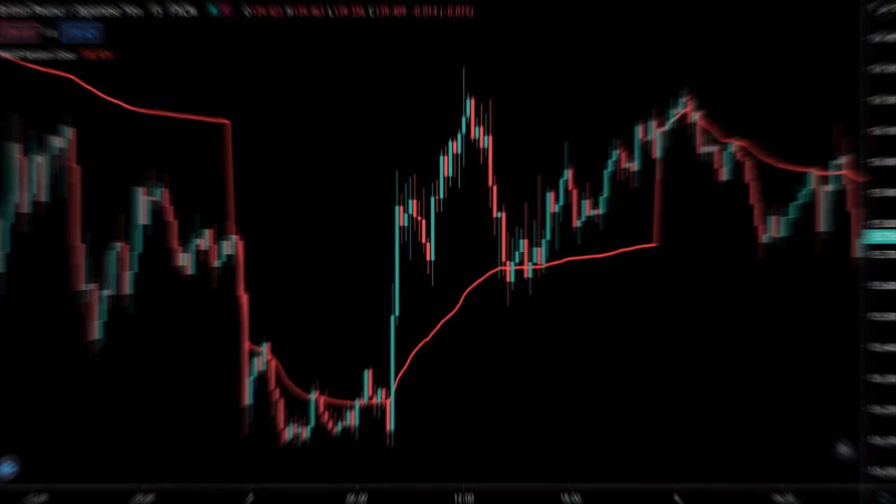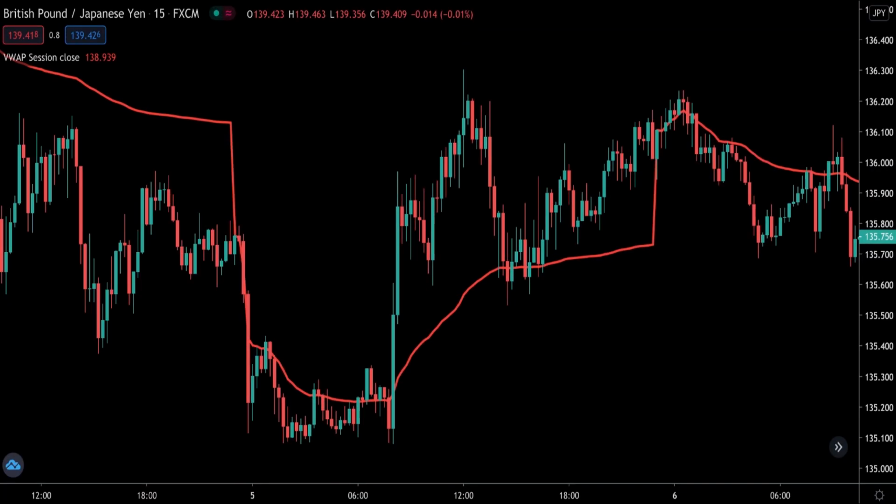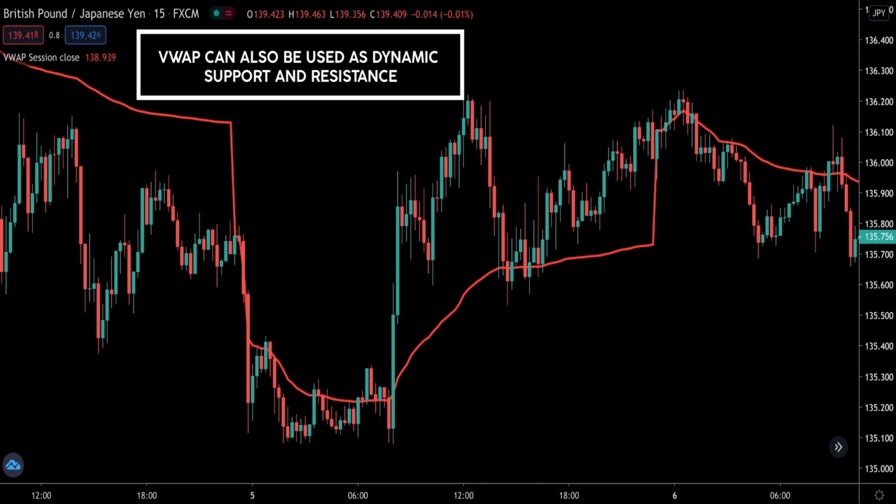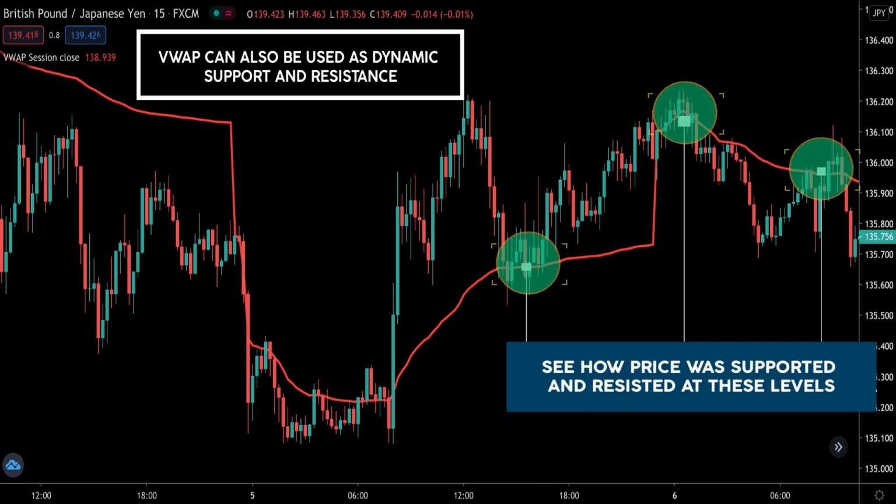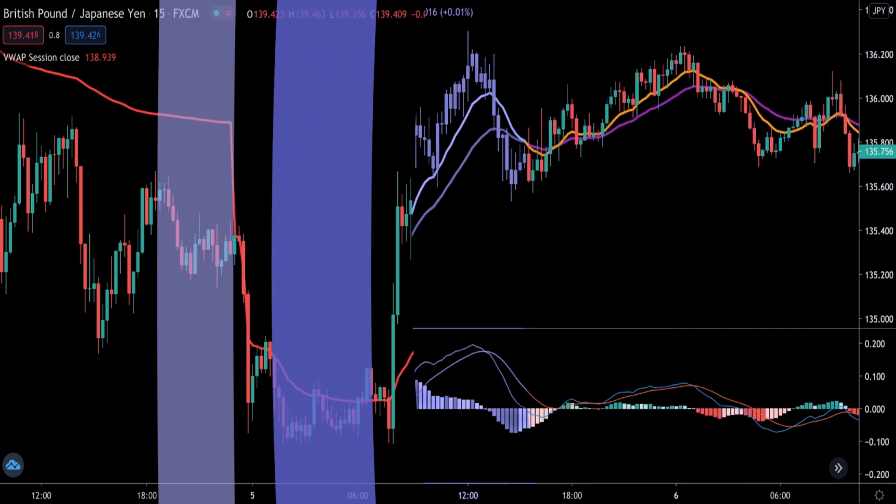And if the price stays below the VWAP, it signals that the market is in a downtrend. Now, there's one final use of the VWAP. Pretty cool, huh? VWAP can also be used as dynamic support and resistance. Think of them like your typical support and resistance level where price is expected to bounce off, except that the level is constantly changing because it is dynamic. You can use the VWAP as dynamic support and buy, and as dynamic resistance and sell when price retraces.